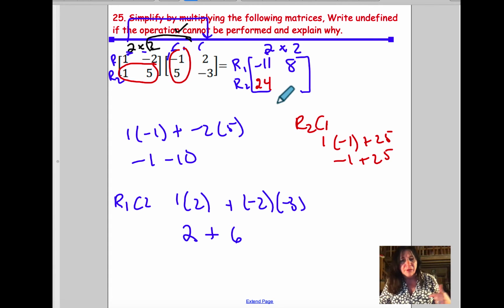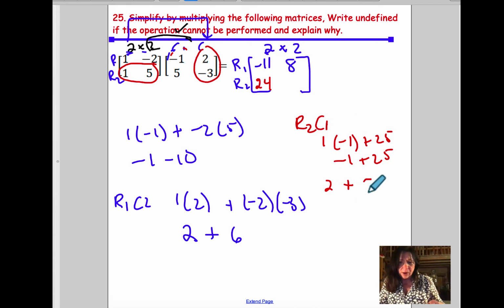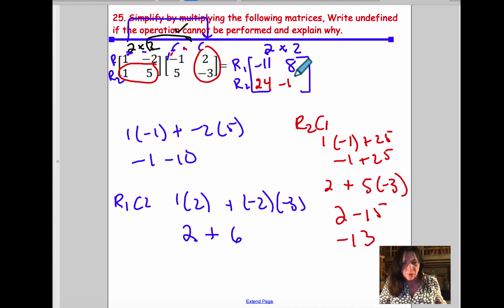And then for the last one, right, I want row 2 and I want column 2. And so I'm going to go 2 times 1, which is 2, plus 5 times negative 3. So that's going to be 2 minus 15, which is negative 13. And so that's my answer.